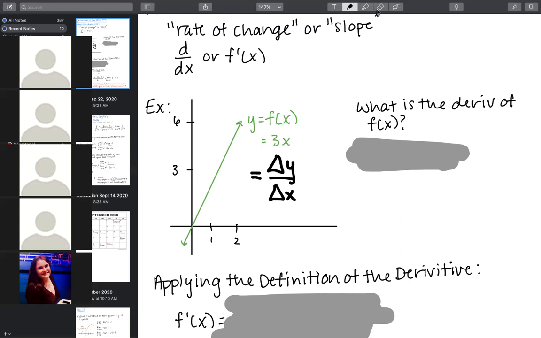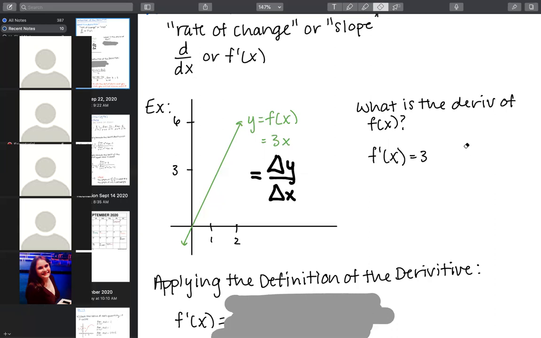So what is the derivative of f of x? If I were to ask you what is the slope of this equation, how much does it change per increment in change of x, the slope would be 3. And we're able to find this in a more roundabout way by applying the definition of the derivative. This is not going to be your go-to technique. For something like this, you would use the power rule if you're familiar with that.